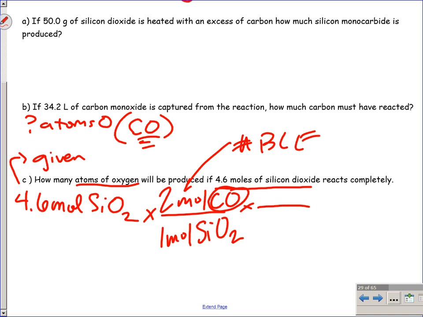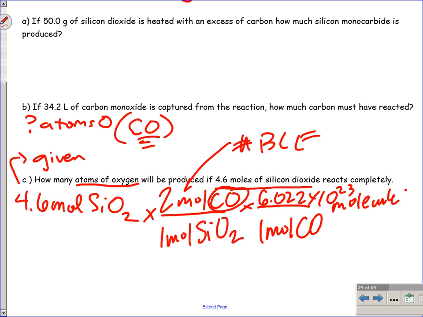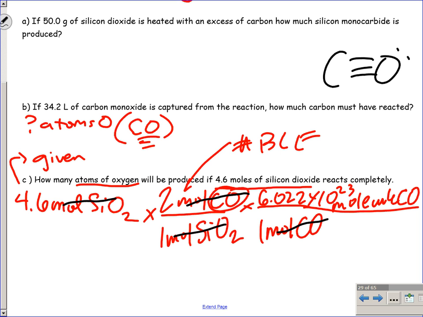So I want to cancel, put moles in the bottom, so mole CO in the bottom, and that is going to get me to 6.022 times 10 to the 23rd molecules of CO, of carbon monoxide. So my moles of silicon dioxide cancel, and my moles of carbon monoxide cancel, and I'm in molecules. I'm in singular little guys, molecules, and they look like this. Okay, so that's what it looks like.